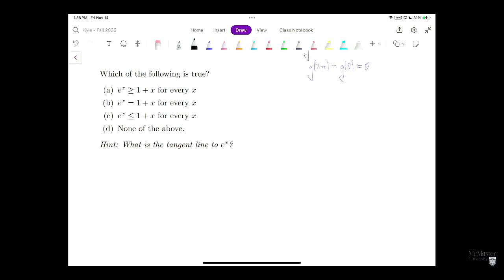What feels true? A? Why? Do we have an argument? E to the 0 is 1, and then 1 plus 0 is 1. Then e to the 1 is 2.7, then 1 plus 1 is 2. So you plugged in points to find that. Pretty much. But we're saying for every x. So what if there's a value of x where it doesn't work? Is there any algebra, any calculus we can use to prove that one?